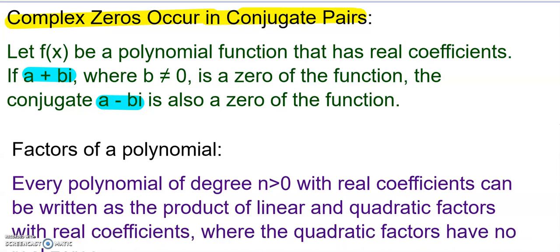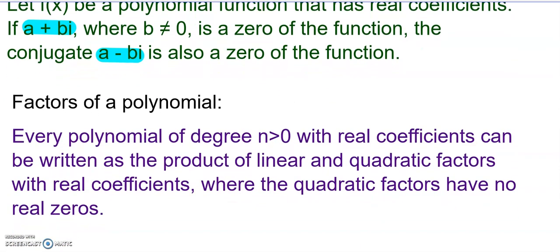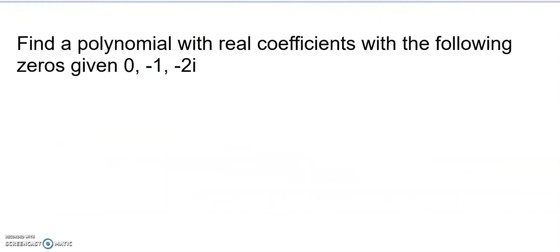Let's take a look at this. Factors of a polynomial. It says here that every polynomial of degree n greater than 0 with real coefficients can be written as the product of linear and quadratic factors with real coefficients, where the quadratic factors have no real zeros. In other words, all it's saying is that if we have a polynomial, and let's say its degree is n, then we can write it as a product of linear factors with real coefficients, where the quadratic factors have no real zeros.